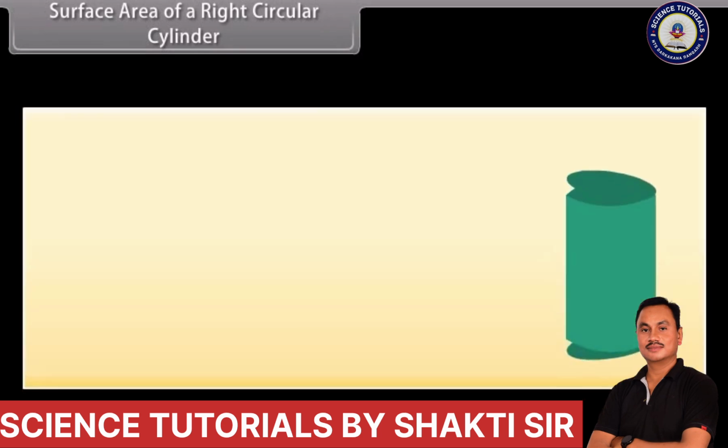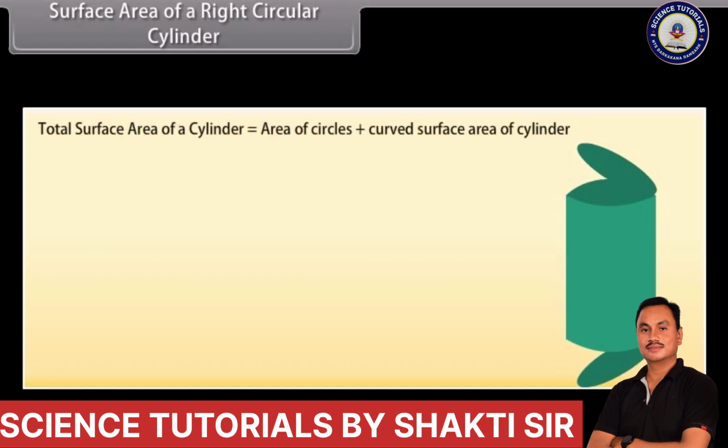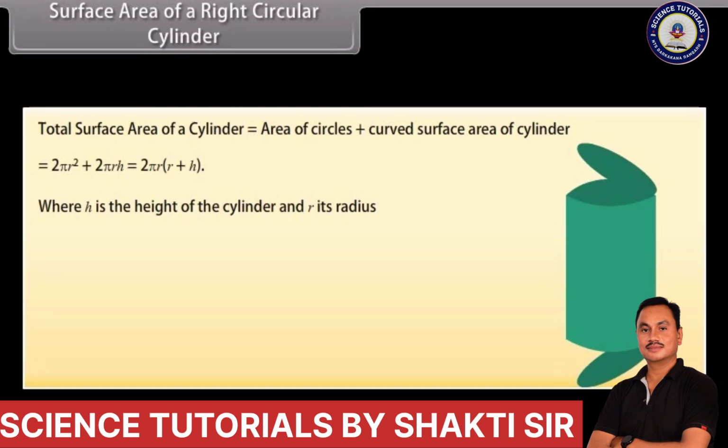And now if we cover the top and the bottom of the cylinder, we get its total surface area. Total surface area of a cylinder is equal to area of circles plus curved surface area of cylinder. This is equal to 2 pi r square plus 2 pi rh, which is equal to 2 pi r into (r plus h), where h is the height of the cylinder and r its radius.